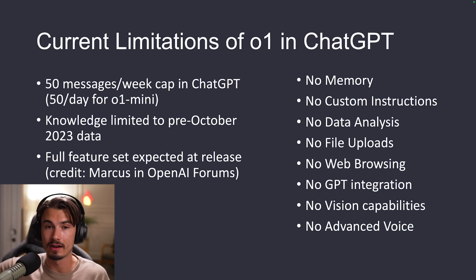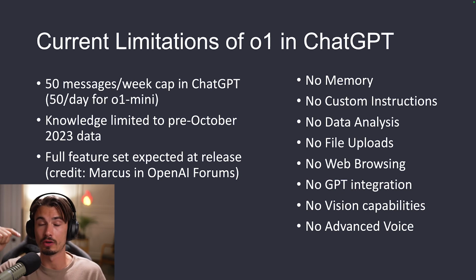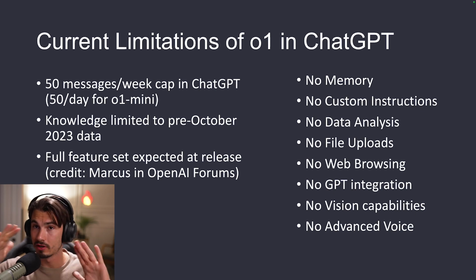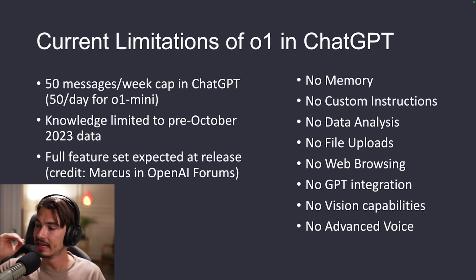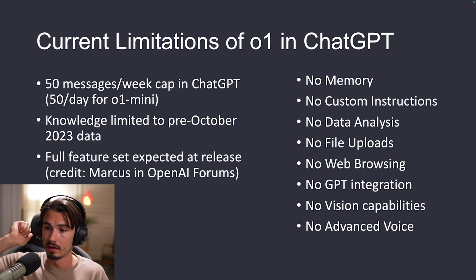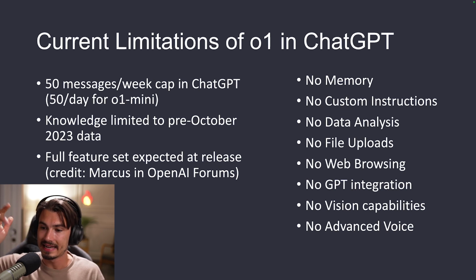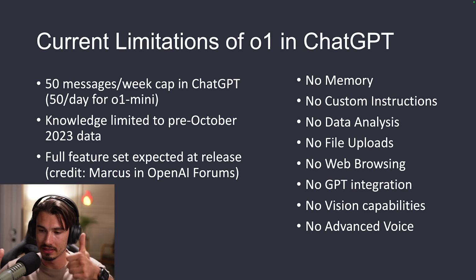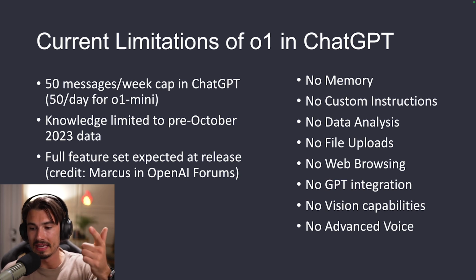Marcus, yesterday in the office hour, actually surfaced a little screenshot from the OpenAI forum where one of the OpenAI employees actually confirmed that once OpenAI's O1, the full model, not the preview, not the mini, is releasing, it will come with all the features. What are the features? I relisted them here for you on the right side. They're memory and custom instructions, data analysis, file uploads, web browsing, GPT integration and usage, the vision capabilities, and the advanced voice mode.